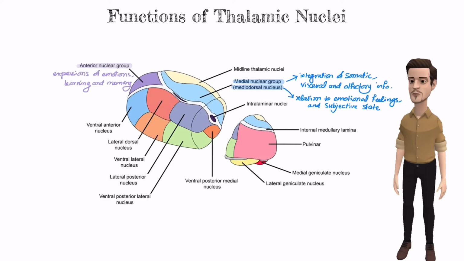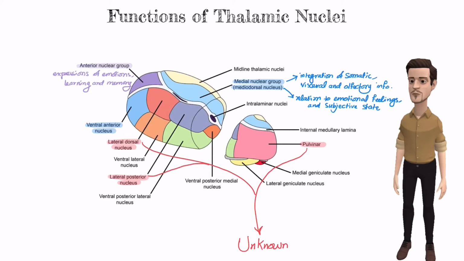The next group of nuclei are the lateral dorsal, lateral posterior, and pulvinar. They receive fibers from the cerebral cortex and other thalamic nuclei and send fibers to the cerebral cortex and other thalamic nuclei. Their functions are unknown.